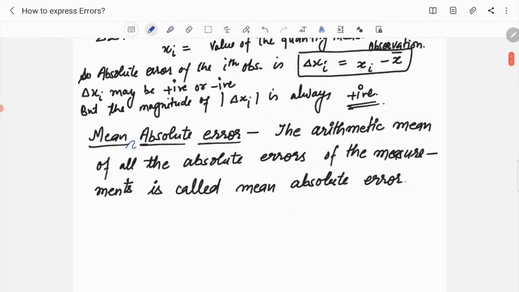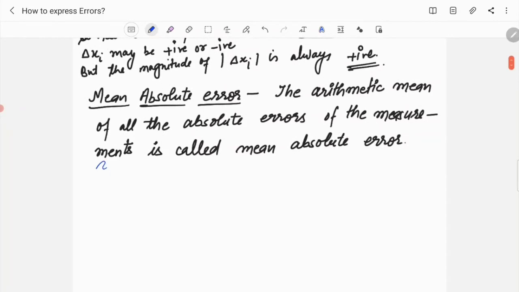Now we will calculate the mean absolute error. Here we have calculated the absolute error of each and every observation which we have taken for the particular physical quantity. Now we will calculate the mean absolute error. The arithmetic mean of all the absolute errors of the measurement is called mean absolute error. We find the mean of all the absolute errors of each observation.